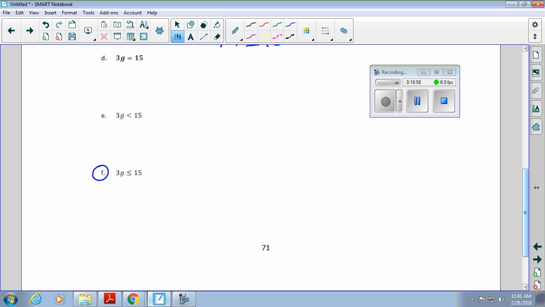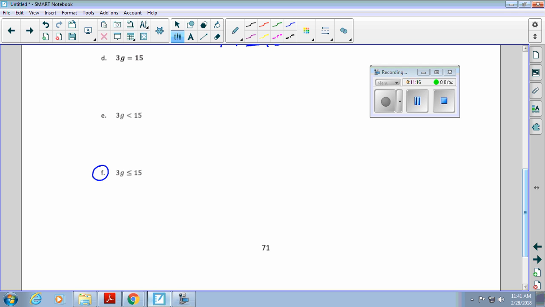So you're going to start with 3G and then say less than or equal to. Remember the alligator mouth opens to the bigger thing, right? And it points at the little one. All right. So anyway, we have 3G is less than or equal to 15.